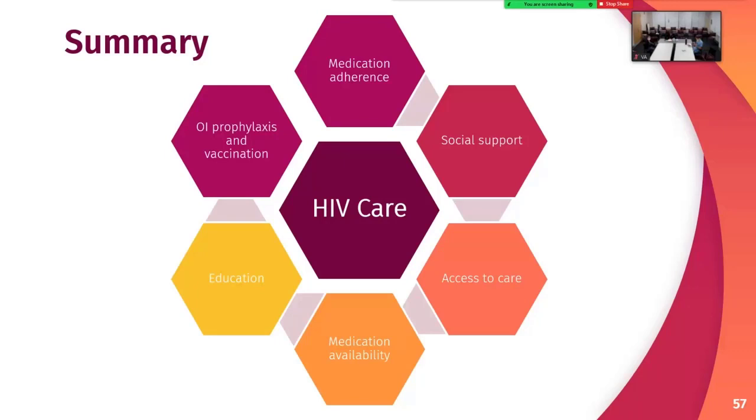So we need to consider their medication adherence and how we can help them be more adherent, how their social support is and how we can help them from those aspects, access to care, making sure that they have follow-up in an outpatient clinic or with the 550 clinic, and then making sure that we can help with medication availability, which they can help with in the 550 clinic as well, and then making sure these patients are educated and we provide them with appropriate opportunistic infection prophylaxis when it's indicated.